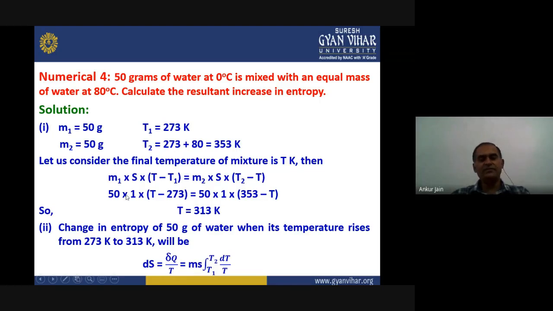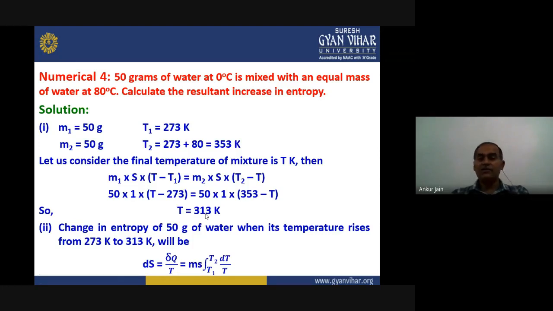It should be equal because finally it is forming a mixture. So it will be m1 into s into T minus T1 equals m2 into s into T2 minus T. Putting the values here, m1 is 50, s is 1, and T minus T1 is T minus 273, equals 50 into 1 into T2 minus T, where T2 is 80 degrees C, that means 353 Kelvin minus T. When we solve this, we find that the intermediate temperature will be equal to 313 Kelvin.